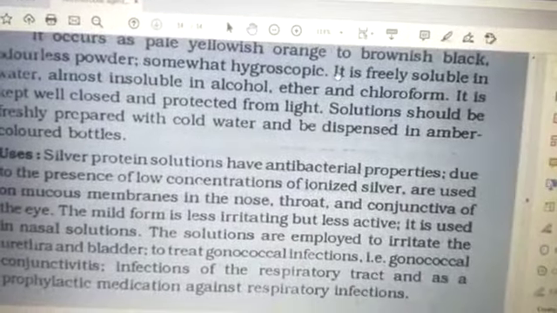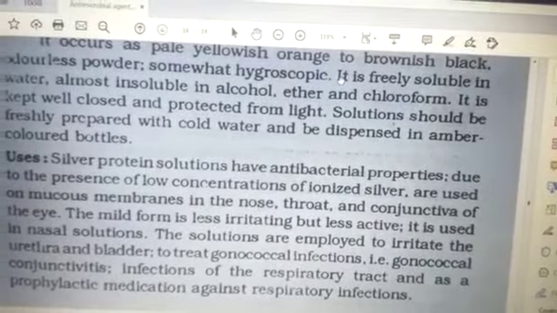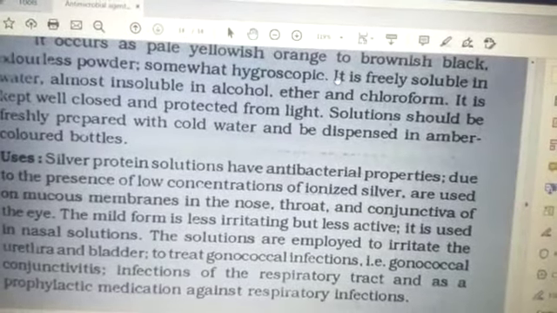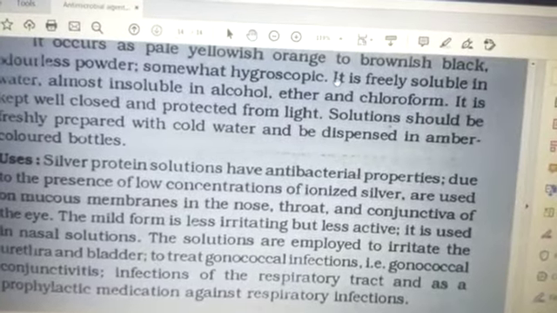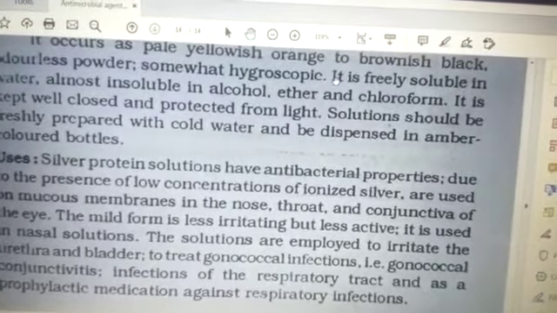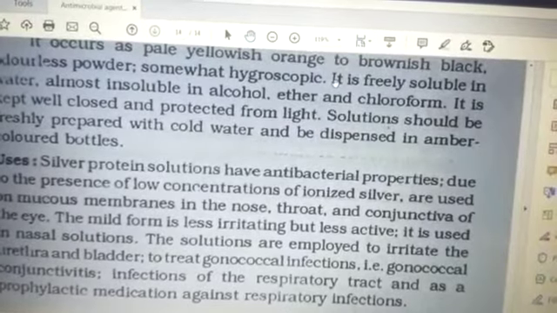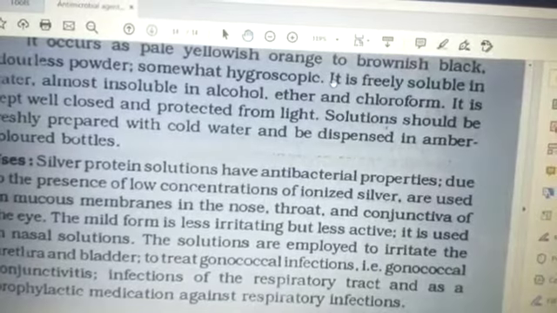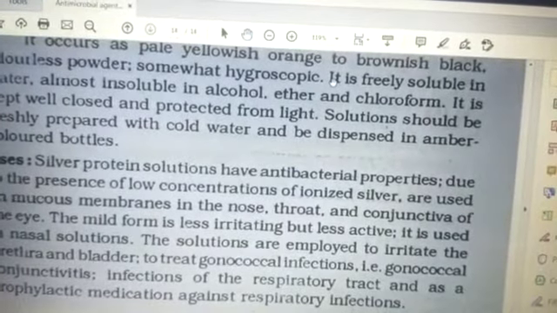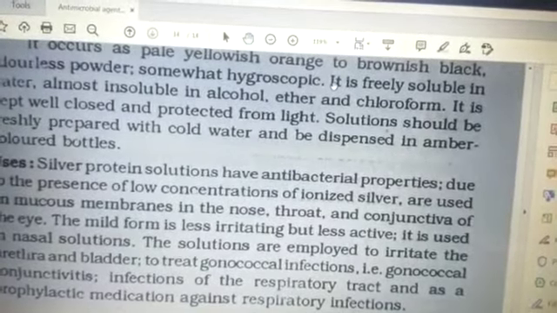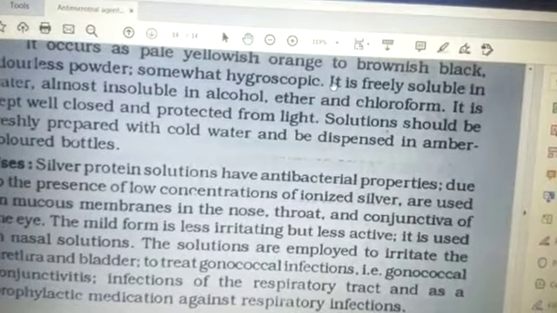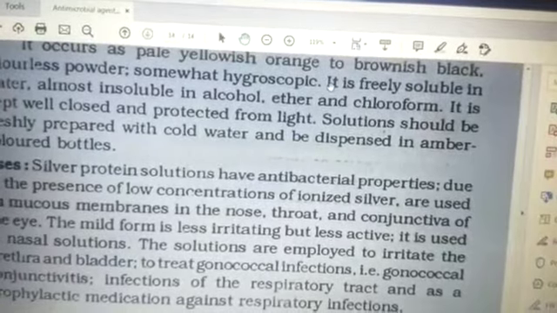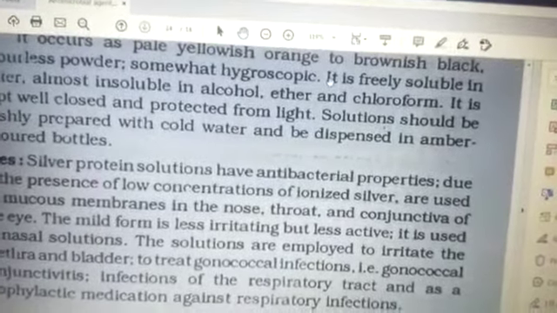What is the use? Silver protein solutions have antibacterial properties due to the presence of a low concentration of ionized silver. They are used on mucous membrane in the nose, throat, and conjunctiva of the eye. The mild form is less irritating but less active. It is used in nasal solution. The solutions are employed to irrigate the urethra and bladder, to treat gonococcal infection, that is gonococcal conjunctivitis, and infection of the respiratory tract, as a prophylactic medication against respiratory infection.